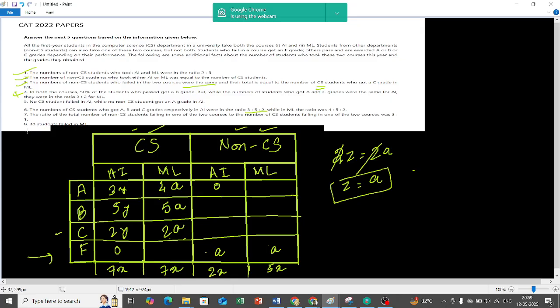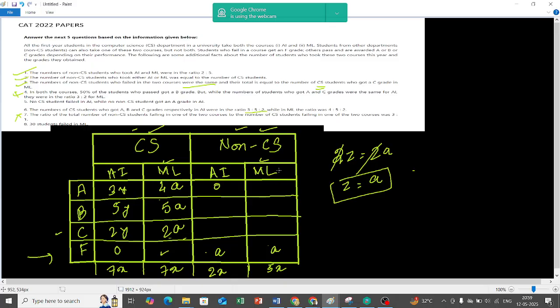Okay, now you see information number 7: the ratio of the total number of non-CS students failing in one of the two courses to the number of CS students failing in one of the two courses is 3:1. But we don't know this space, so we cannot use this information right now. Let us come to another information: 30 students failed in ML. In ML it is given 30 students failed. Remember, only in ML 30 students failed.